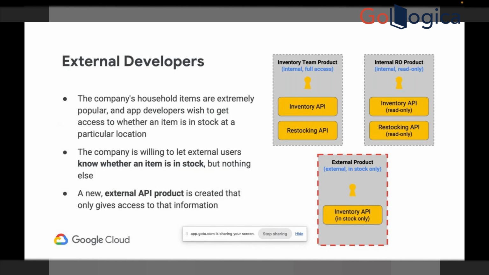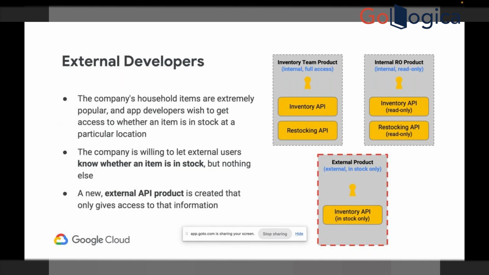So for the third party developer, who is an external developer, you create another product. That product will only have access to one API operation, which is to check whether the item is in stock or not. So within the inventory API, you are going to give a single operation access, and that's it. That way you create another product for the external developer.